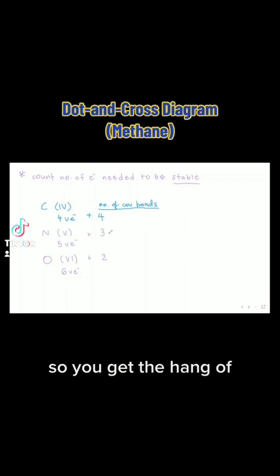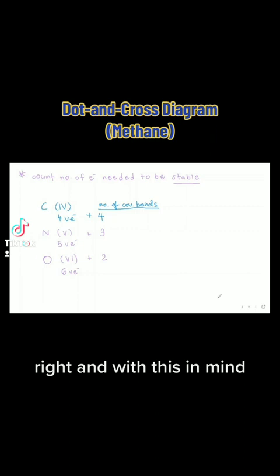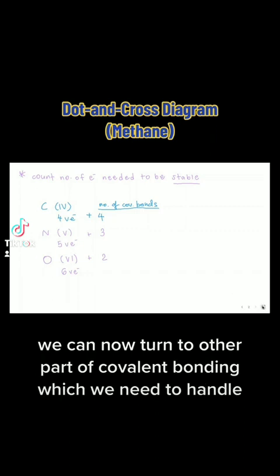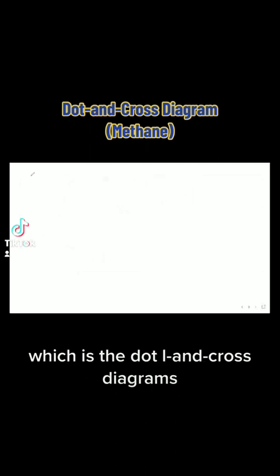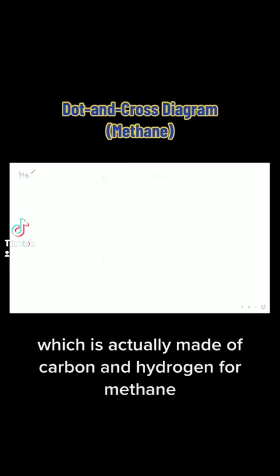So you get the hang of how to figure out the number of covalent bonds that's needed, right? And with this in mind, we can now turn to the other part of covalent bonding which we need to handle, which is the dot cross diagrams. Why don't we try an example for methane, which is actually made of carbon and hydrogen.